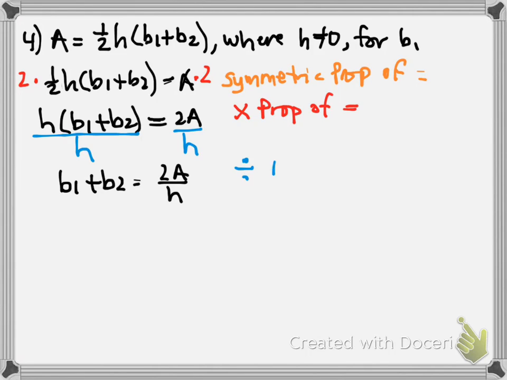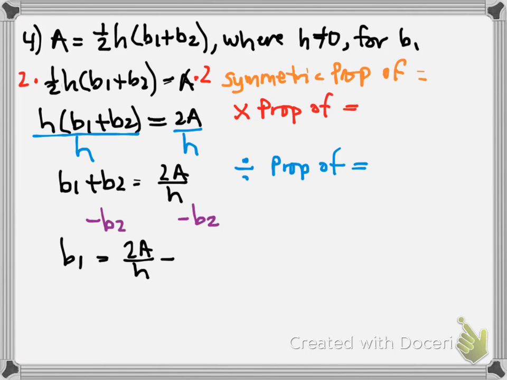So here's a different way of saying that. And then, what would I do? Chris? Subtract b2. I'm going to subtract b sub 2 from both sides. Notice that I keep saying sub so that you don't confuse it with an exponent, and that's how we actually read that number. So I get b sub 1 equals 2A over h minus b sub 2. So that was our subtraction property of equality. That allowed me to do that.